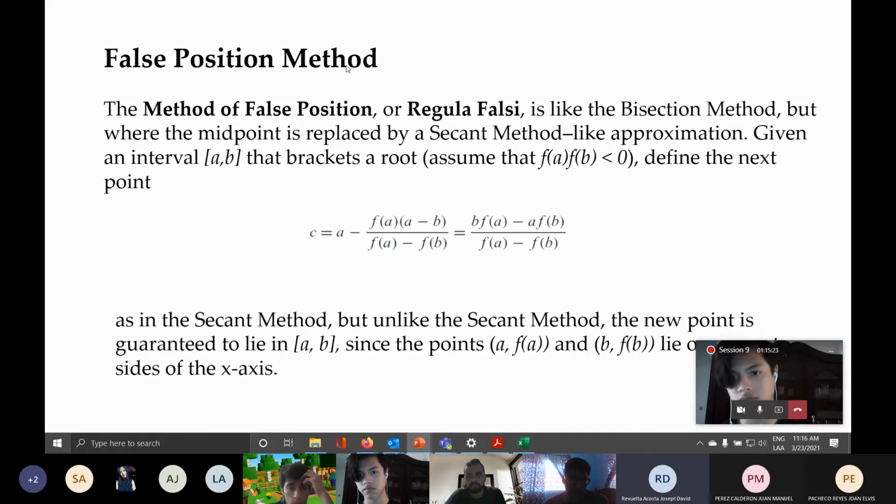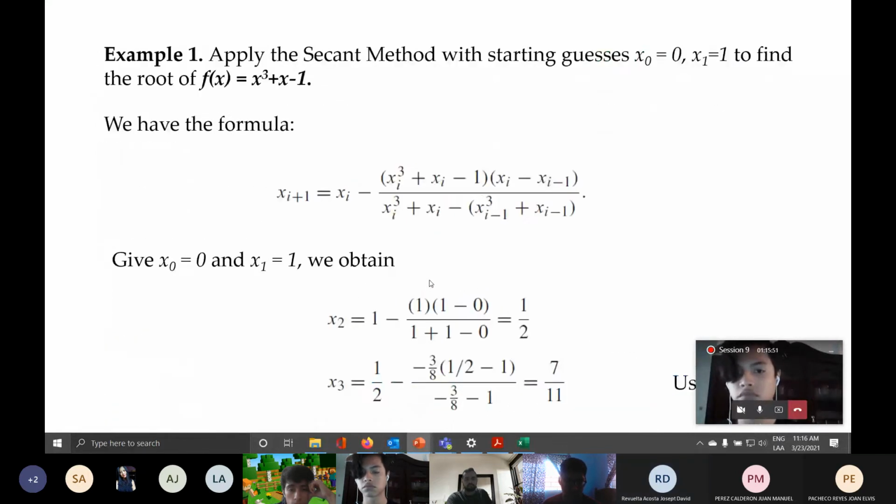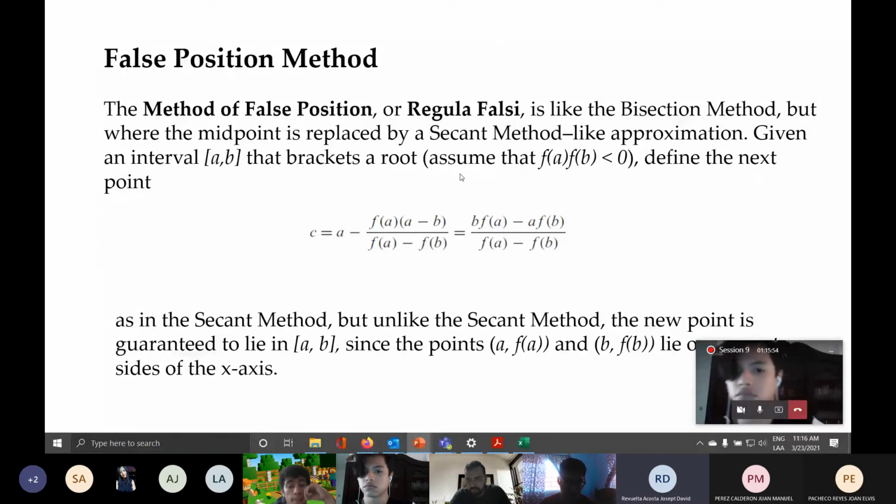So the definition of the false position method is this one. C, which in general becomes the new point, is equal to A minus FA times A minus B divided by FA minus FB. If you look at this, you'll see that it's pretty close to the formula we were using in the secant method. This is also equal to, if we multiply through, B FA minus A FB divided by FA minus FB. So this is pretty much what we just have to do.